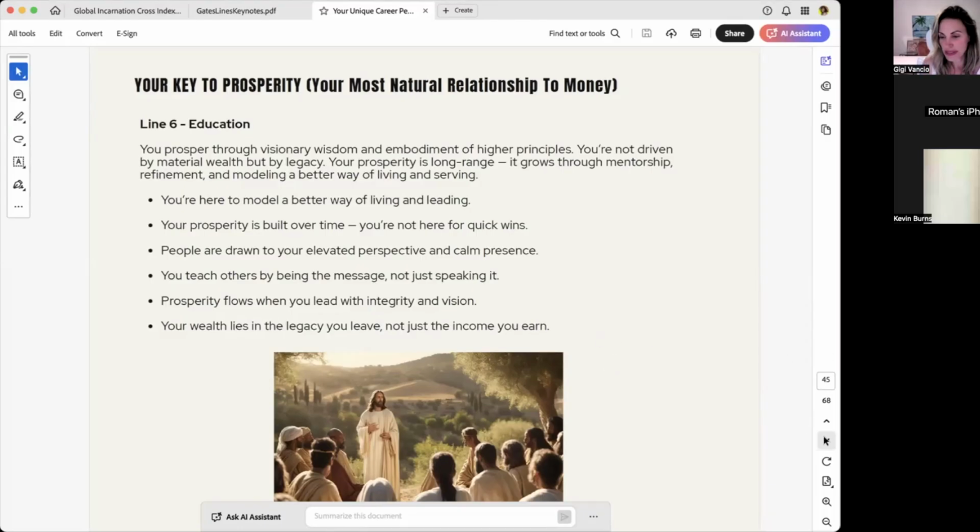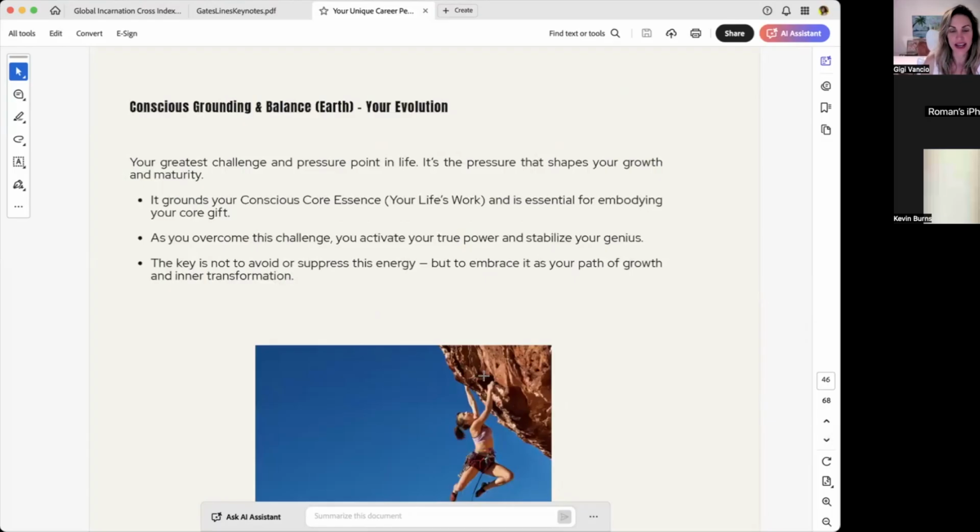So those are the prosperity keys. Is there anything you guys would like to add to that before we move on? Or we can just move on.